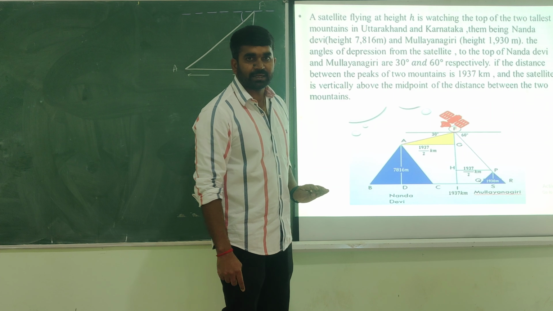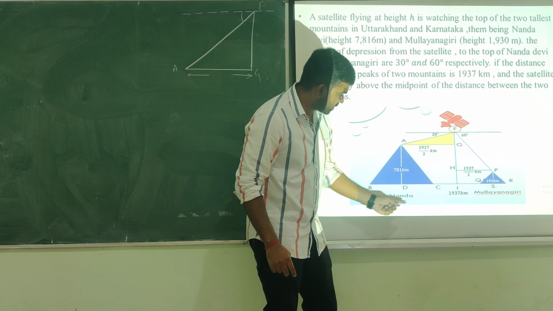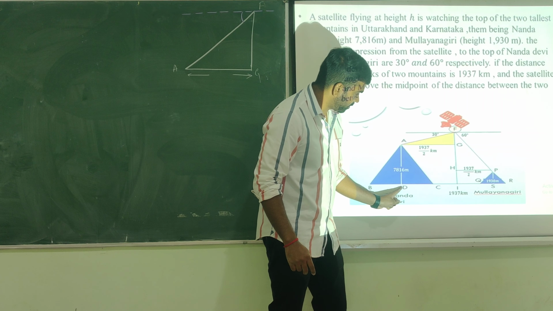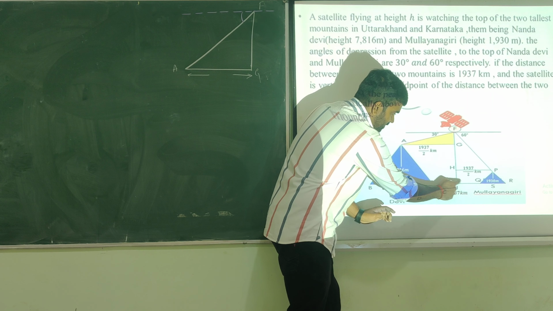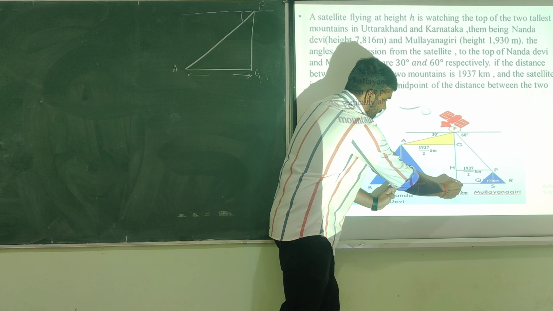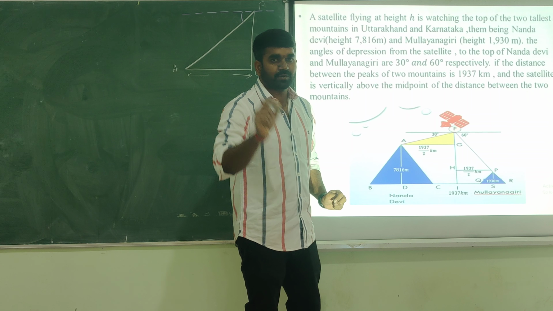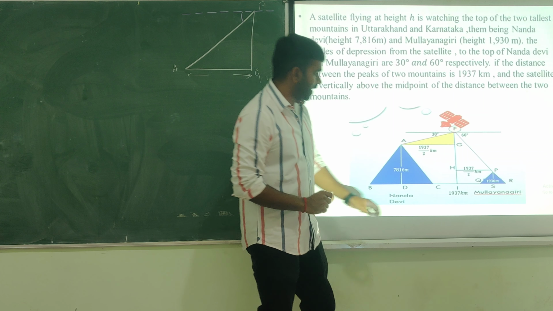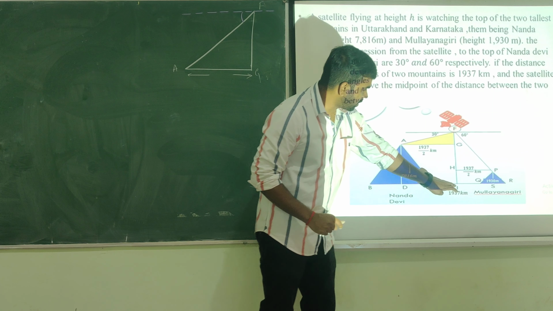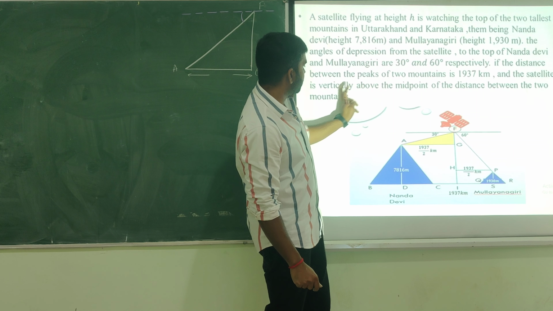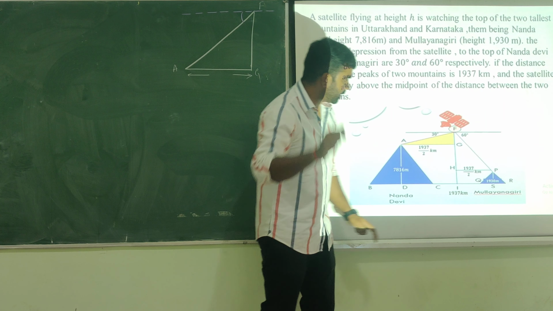Here we have the detailed figure where the values are written. From D to S, the distance is 1937 km. Since I is the midpoint, DI is equal to 1937 divided by 2. I have taken it as a fraction because it will be easier for us to work with. And IS is equal to 1937 by 2 because I is the midpoint. They have given that the satellite is vertically above the midpoint of the distance between the two mountains. So I is the midpoint, keep it in mind.